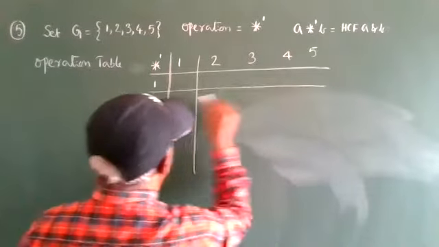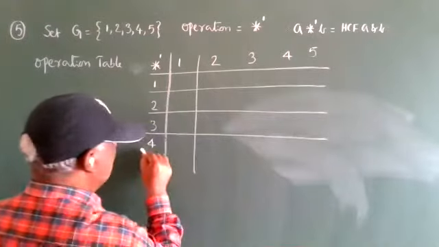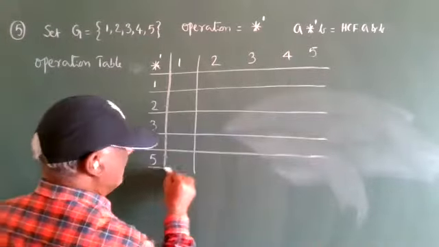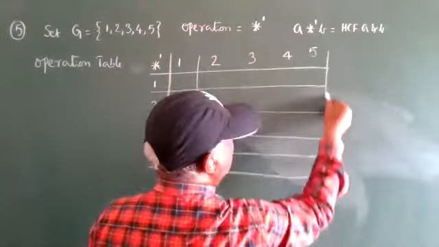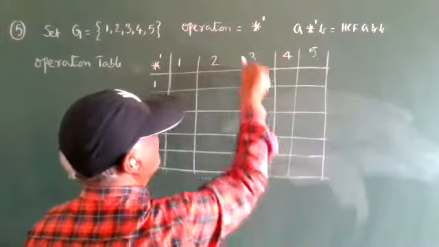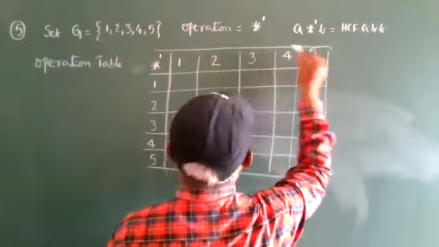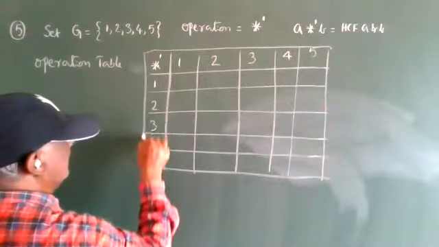Now we should draw the horizontal lines and vertical lines, and they form boxes. Okay? Right, everyone see, it should be clear.